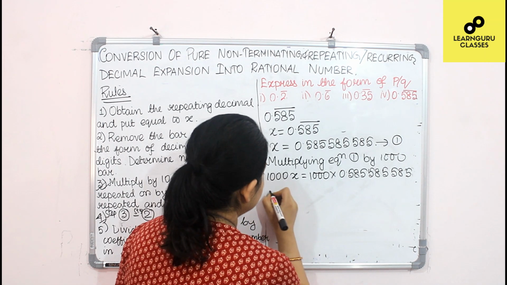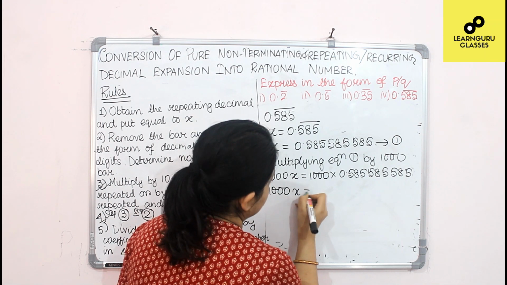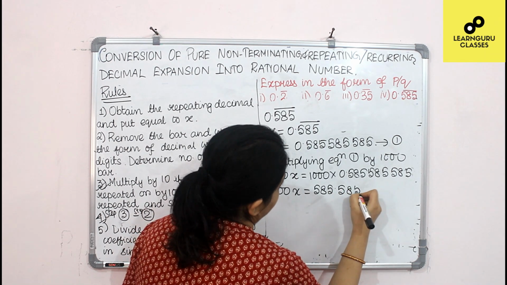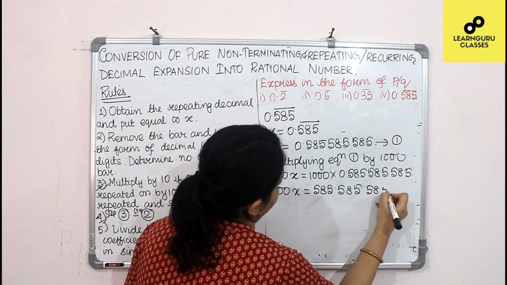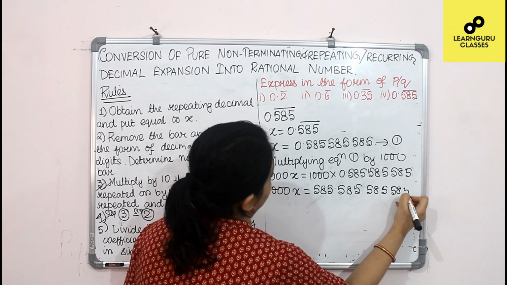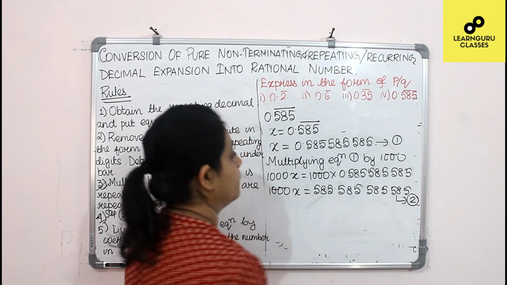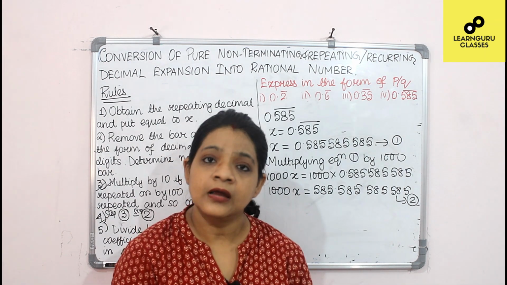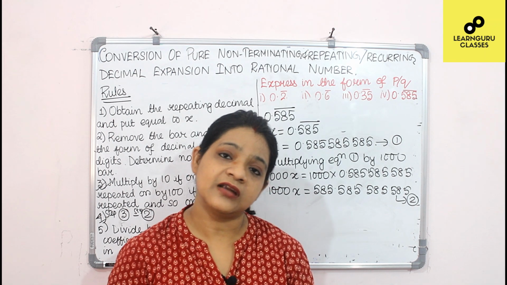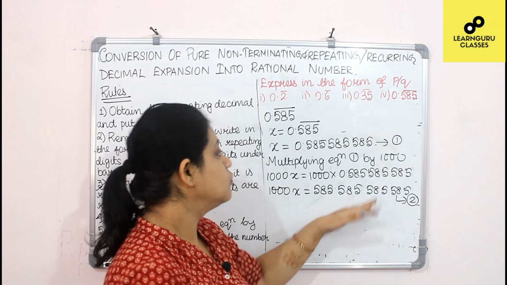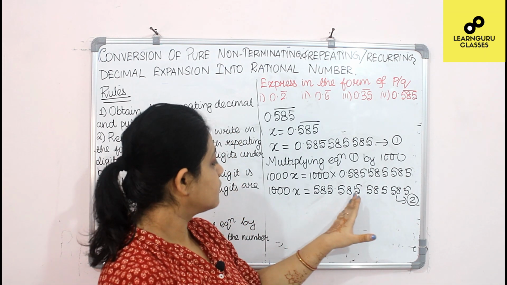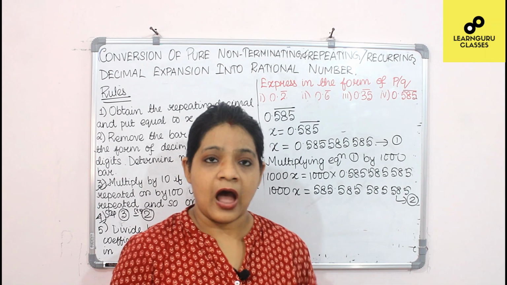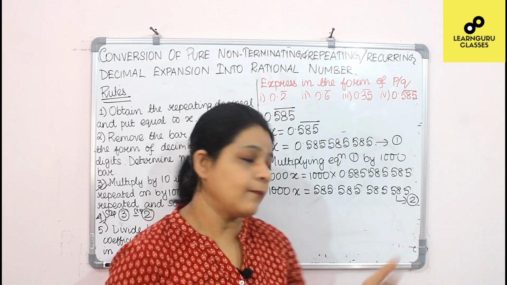So how will you write this? 1000x equal to 585.585. Give this as equation 2. Now what is your next motive? You need to get rid of the digits after the decimal. So what you have to do? 2 minus 1. If we do this, the digits after the decimal will become 0 after subtraction.